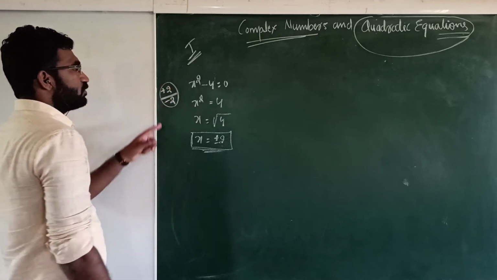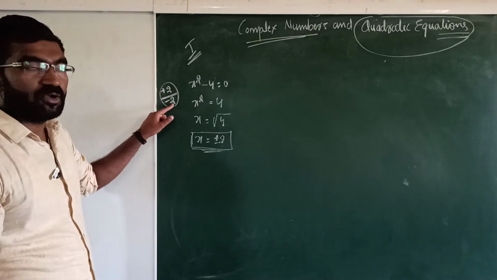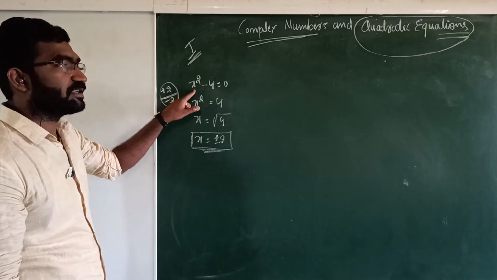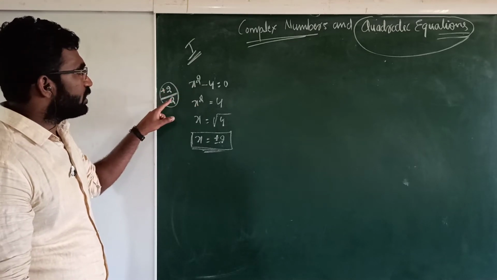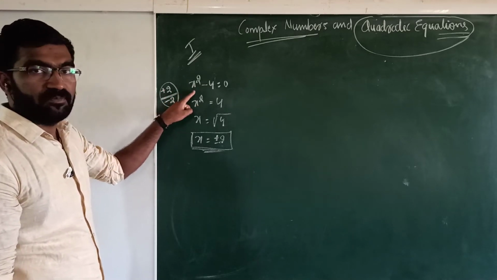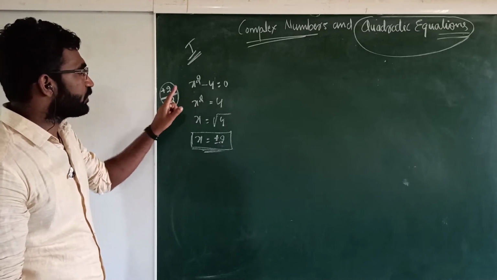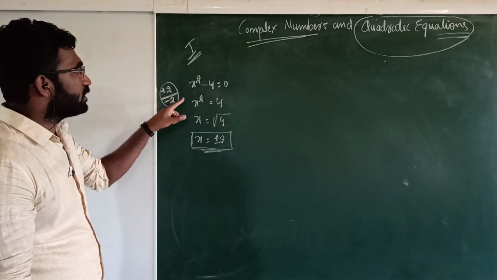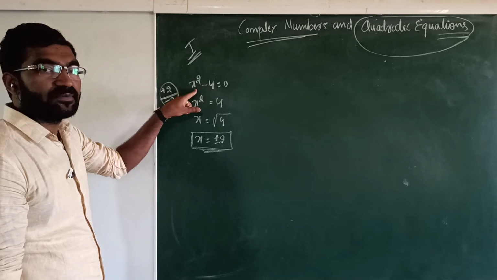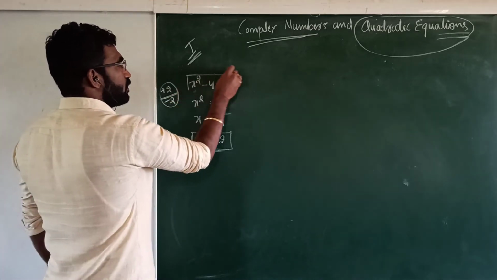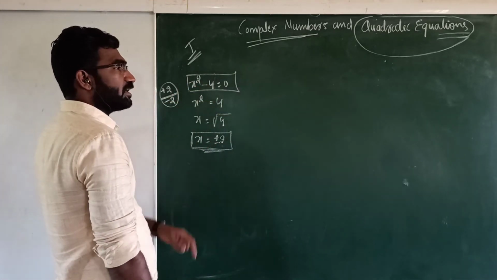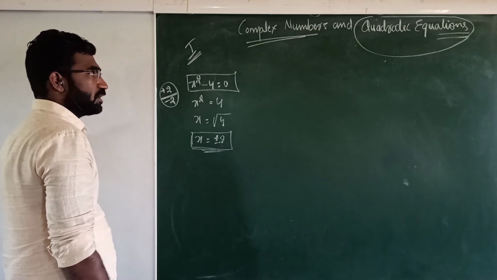So these two, plus 2 and minus 2, are called the roots of this equation, or plus 2 and minus 2 are called the solutions of this quadratic equation, or plus 2 and minus 2 will satisfy this equation. So this is the quadratic equation, and plus 2 or minus 2 are the roots of the quadratic equation.